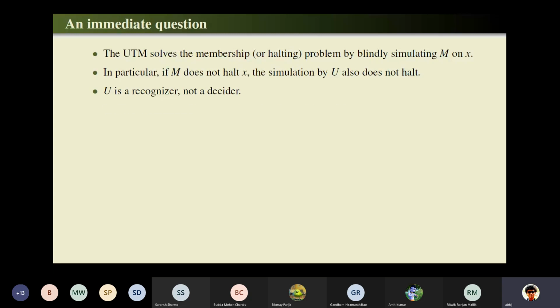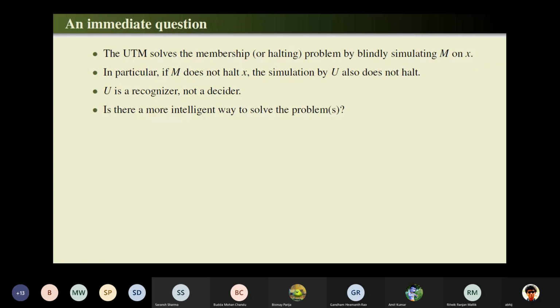But the question is, is there a more intelligent way than blind simulation to decide whether M accepts? Blind simulation is one way, definitely, but it need not be the most efficient or most intelligent or the only way of solving the membership problem or the halting problem.